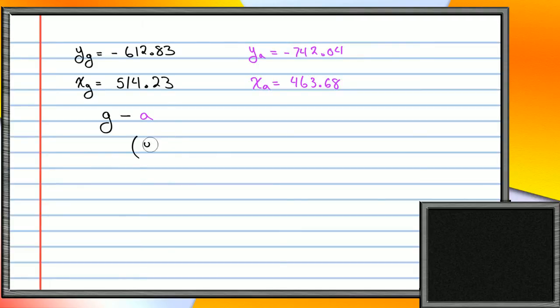We'll have, I should actually write it this way, xg minus xa, comma, yg minus ya. Doing good so far? So that will be 514.23 minus 463.